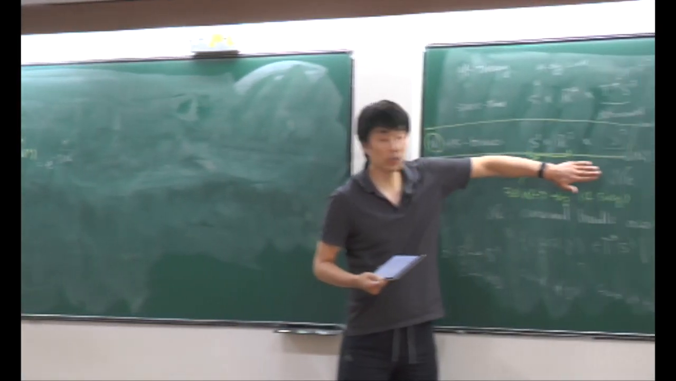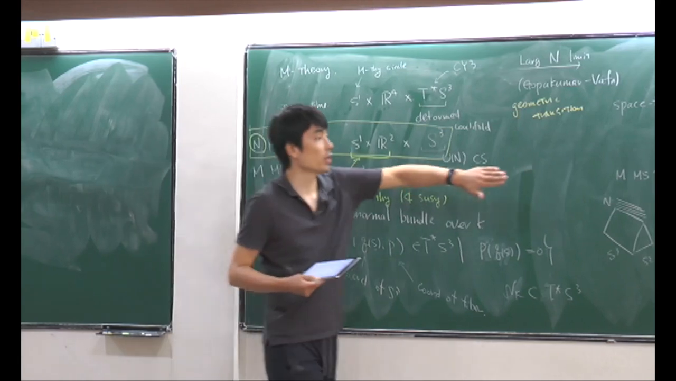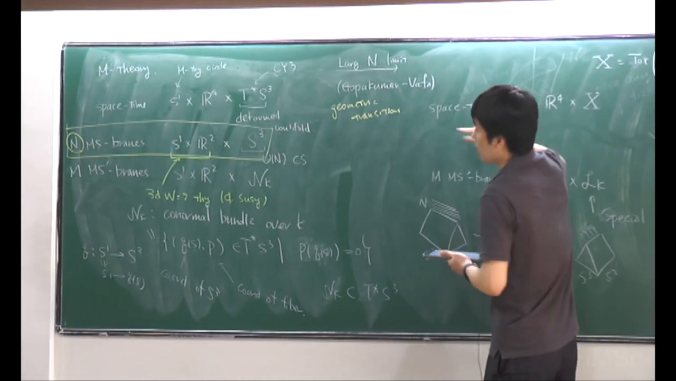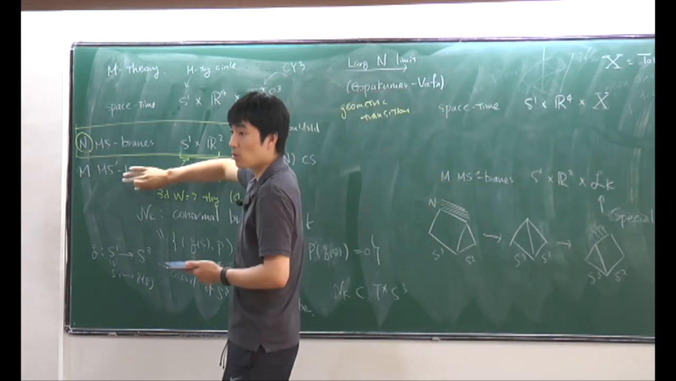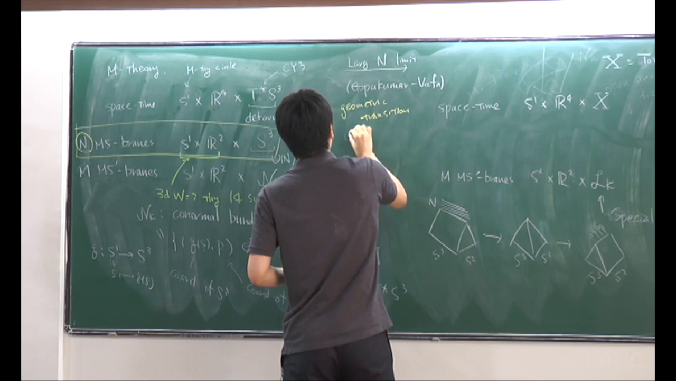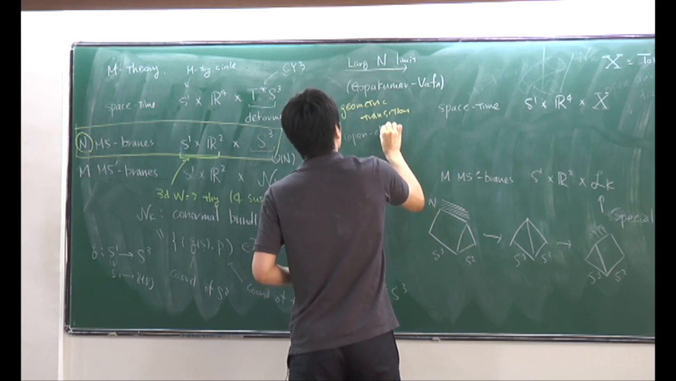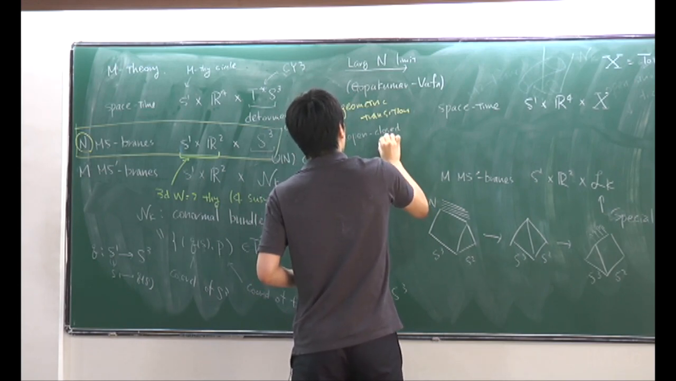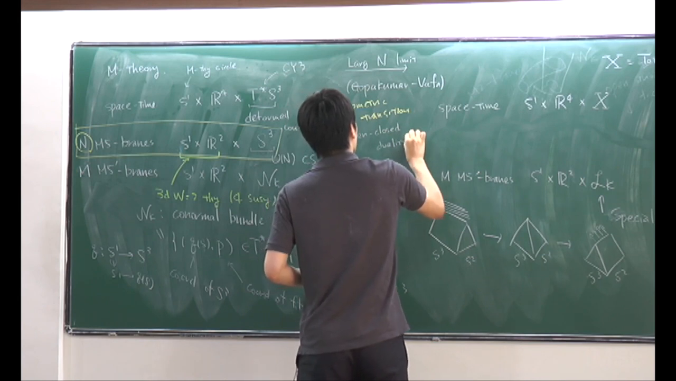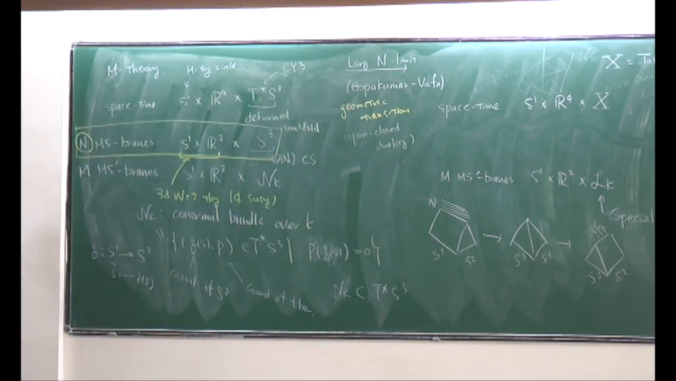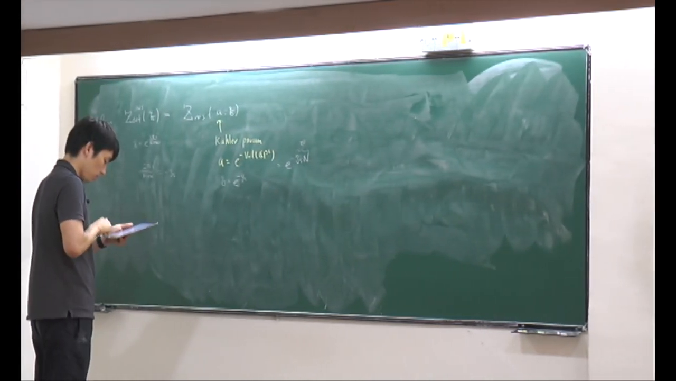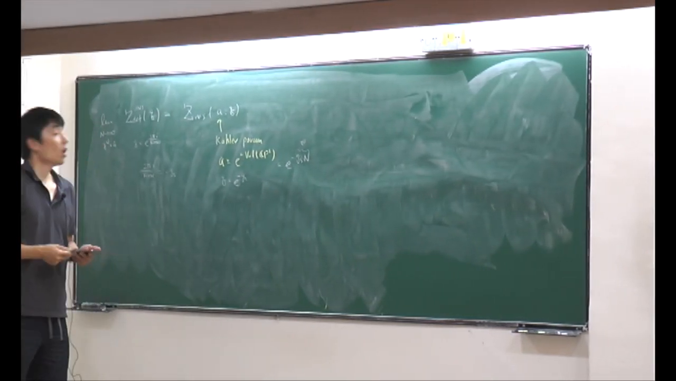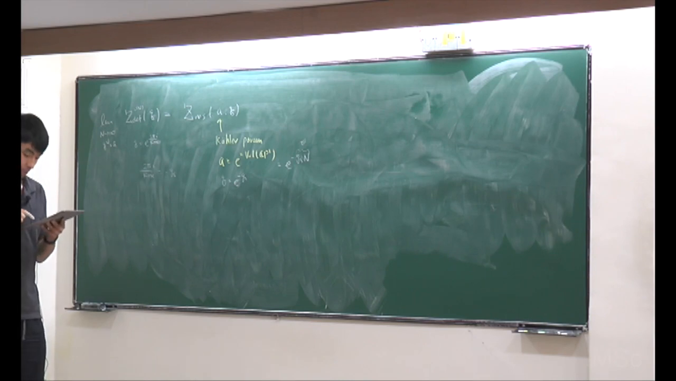And if there is no Wilson loop, this side is the closed string. So sometimes, if there is no Wilson loop, this is also called open-closed duality. So this is another instance of large N duality. Okay, good question.